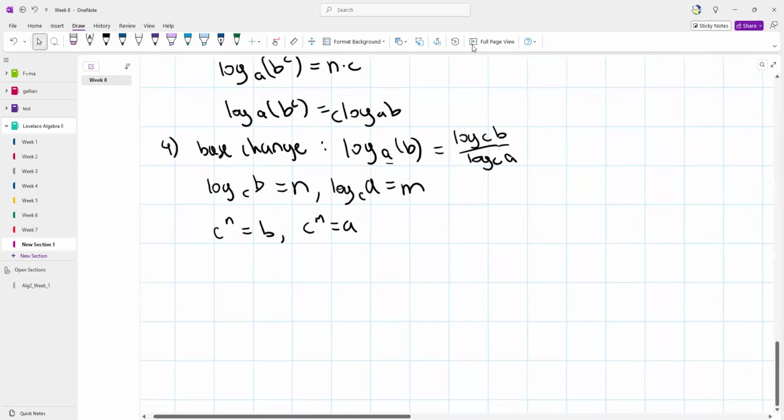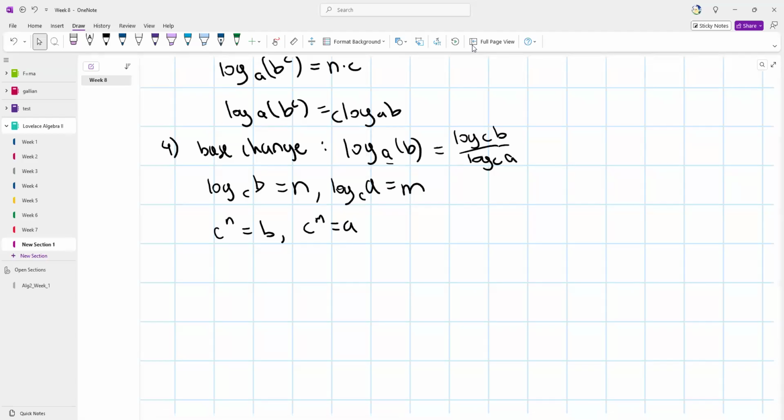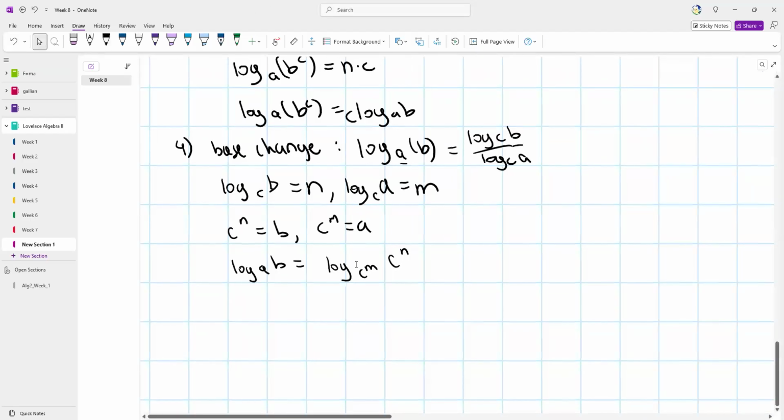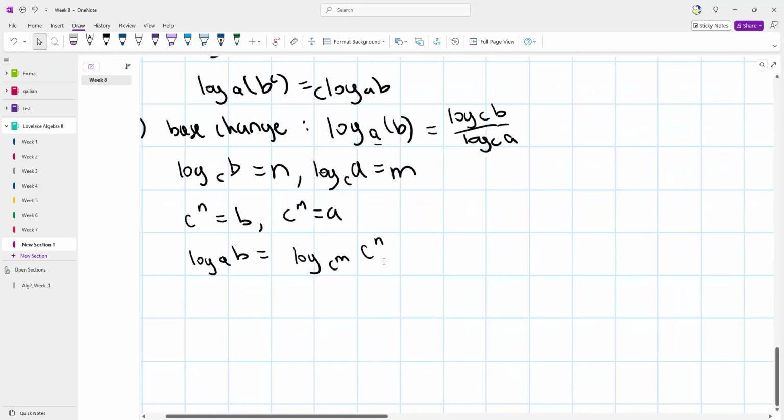And then we can basically take the log of it. If we take a look at the left hand side, we have log a of b is equal to log of c to the power of n. And you can think about the number of times it goes inside, if that makes sense.